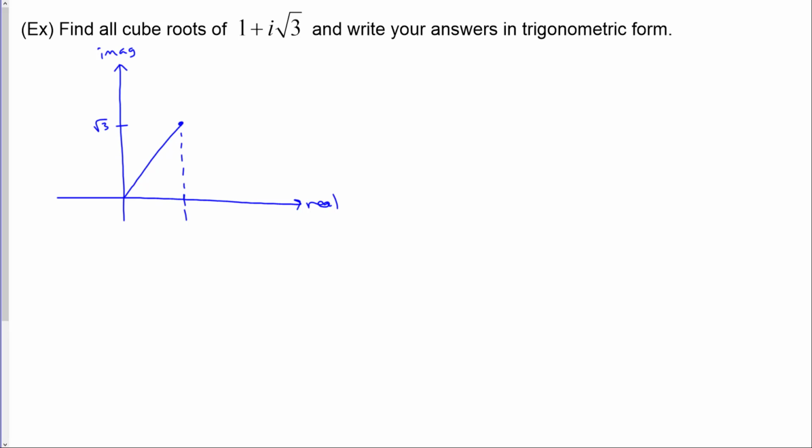So I know this x and I know this y. I need to know my r and my theta. r is equal to the square root of x squared plus y squared. So 1 squared plus root 3 squared, which is the square root of 4, which is 2.